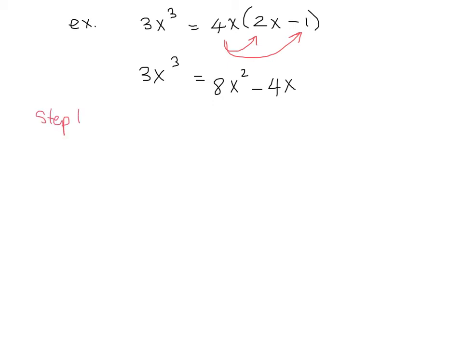And that's to get everything over to one side, make it equal to 0. So we're going to subtract 8x squared, and we're going to add 4x. We're doing the opposite so that we can get it away from that side. And whatever we do to the right, we have to do to the left. So we have 8x squared, we're subtracting, plus 4x. And we get, on the left, 3x to the third minus 8x squared plus 4x equal 0.